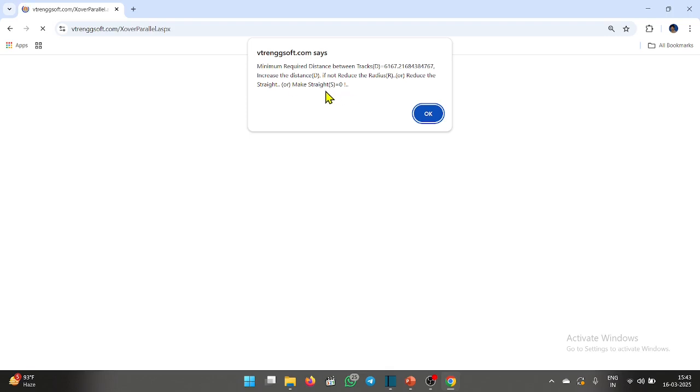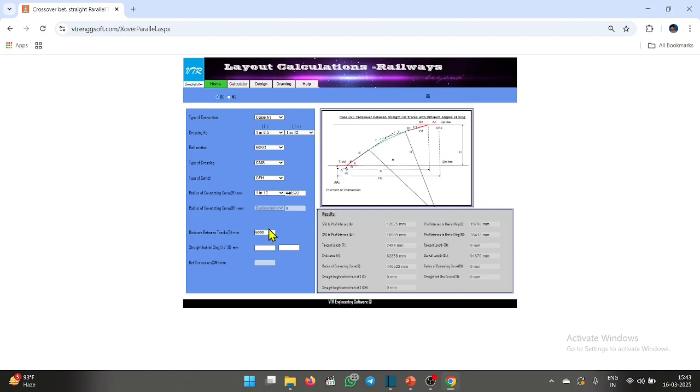Some message is coming up: minimum required distance between tracks 6167 mm, or increase the distance. If not, reduce the radius or reduce the straight, make straight equal to 0. So either you can increase the distance, but suppose we keep 6 meter only, we cannot increase. Suppose we want to reduce, you can reduce the radius, let us put some 350 meter radius like that. It should be in mm.